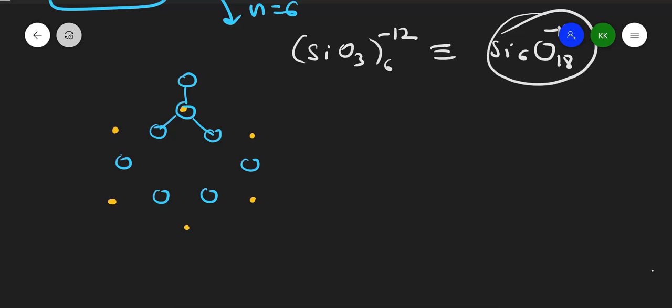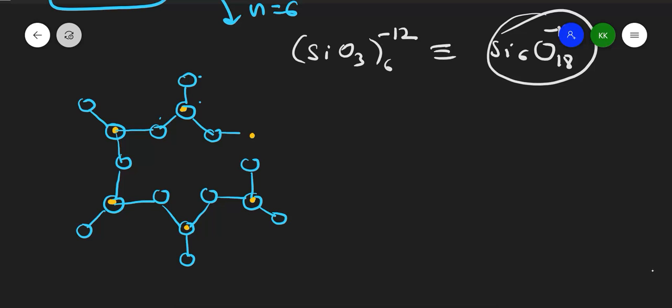So one unit will have 4 oxygens. This is one oxygen, second oxygen, third oxygen, fourth oxygen. For this silicon also 4 oxygens, 1 2 3 4. For the next, 1 2 3 and 4, and again for the others, 1 2 3 and 4. See how nicely the structure became.